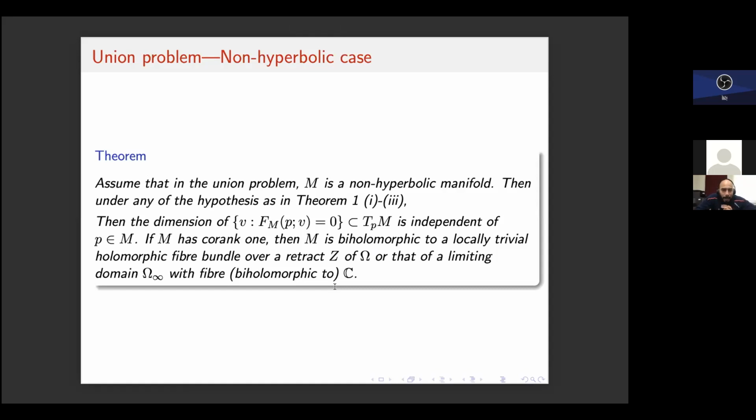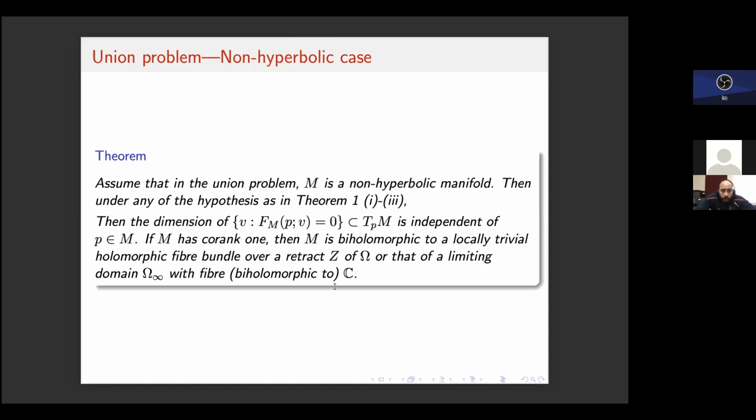Okay, fine. Let me just go to the next case, the non-hyperbolic case. So assume that M is a non-hyperbolic manifold, and suppose omega is as in cases 1 to 3 of theorem 1. Remember, 1 is the Levi corank 1 case, 2 is the convex finite and infinite case, and 3 is the strongly pseudoconvex polyhedral case.